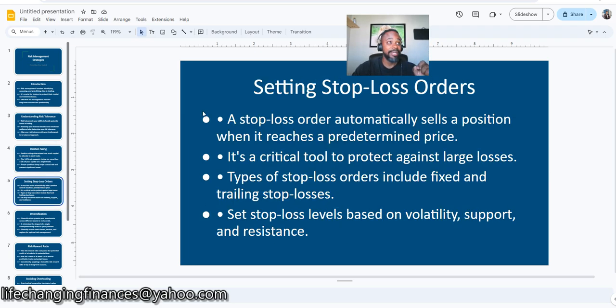and things will just work out better that way for your overall health. Okay. Now, setting stop loss orders, we kind of talked about that in Webull. It's very simple to do. It's just a tool that you must use. Now, a stop loss order automatically sells a position when it reaches a predetermined price. It's a critical tool to protect against large losses. Types of stop loss orders include fixed and trailing stop losses.